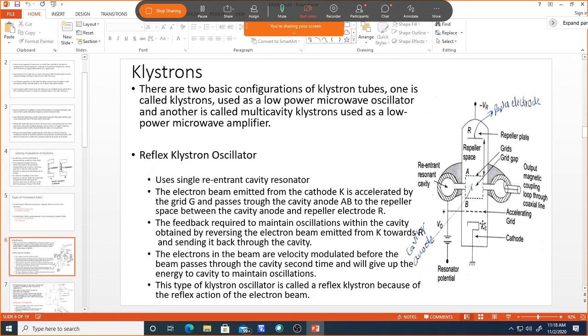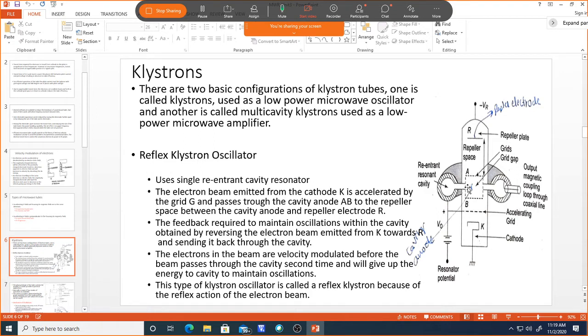Okay, so there is an accelerating grid here, which is used with the cathode to generate the electrons, which are accelerated by this accelerating grid. And the power which is coming in this cavity is collected by the coaxial cable. Okay, so now we will see how this reflex klystron generates the microwave signal, and the operation of this reflex klystron.